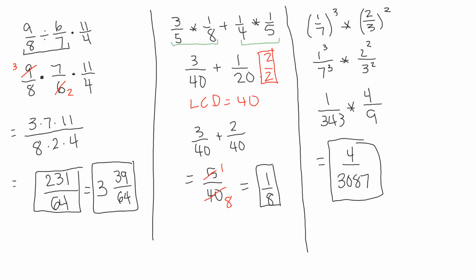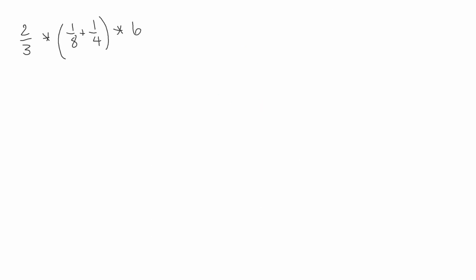What if I had 2/3 times (1/8 plus 1/4) times 6? Okay. So in this case, we do have parentheses, and the parentheses are basically keeping an operation together. So in this example over here, the parentheses were not grouping symbols. The parentheses were really just saying, hey, this number is being raised to this power. But in this example right here, the parentheses are containing an addition problem. So these would be considered grouping symbols, okay?